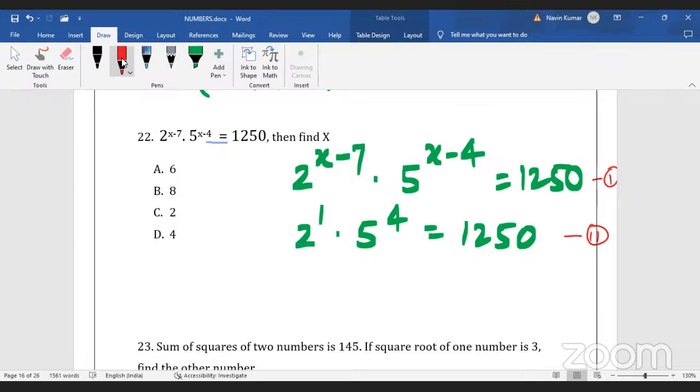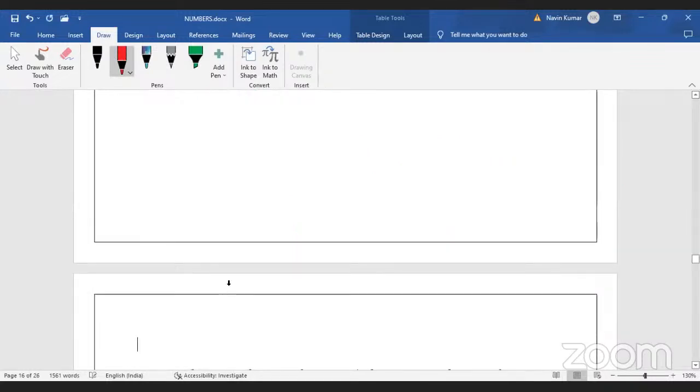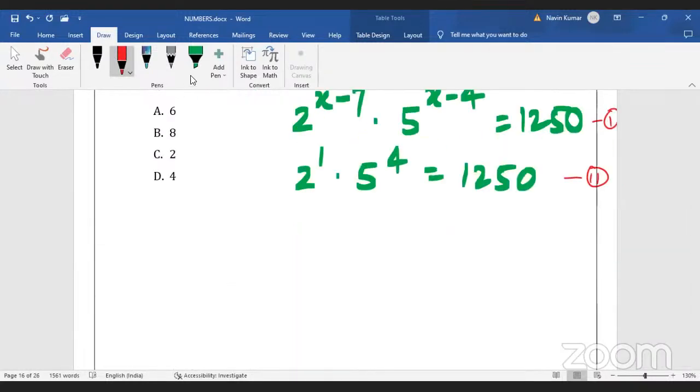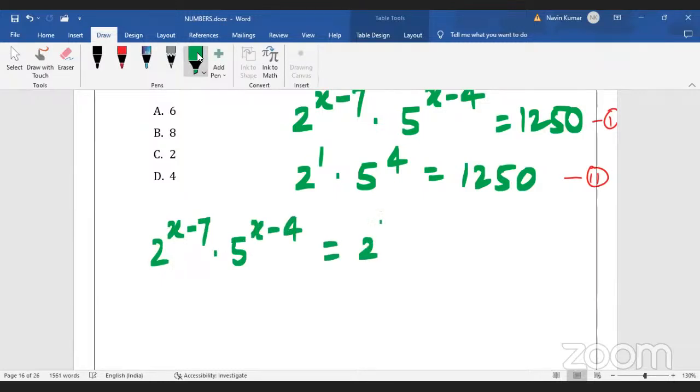Can we say that? Yes, sir. Because see, 1250, this is equal to 1250, this is also equal to 1250. So in that case, we can write 2 to the power of x minus 7 into 5 to the power of x minus 4, and that will be equal to 2 to the power of 1 into 5 to the power of 4. Right?